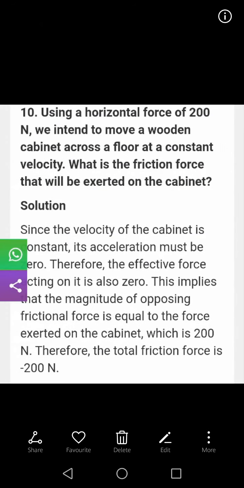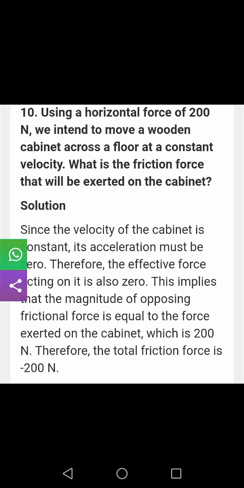Then the next one, number 9, is an easy one. I have not included it here. In number 9 you just have to find out which one is momentum. Some options a, b, c, d are given, and momentum means, as we know, mass into velocity, so your answer will be mv. The option where mv is there is the correct option.